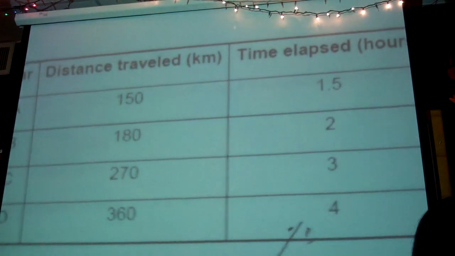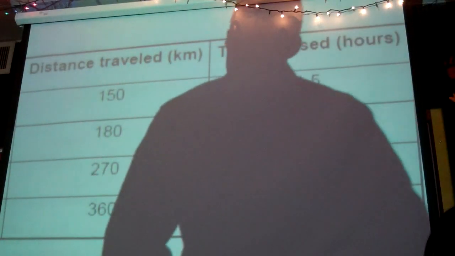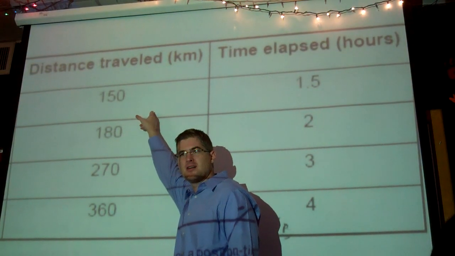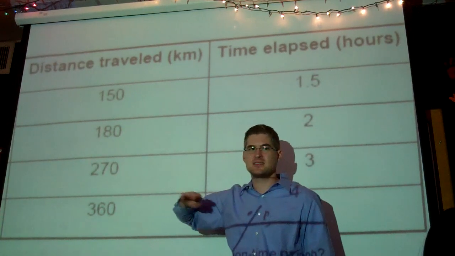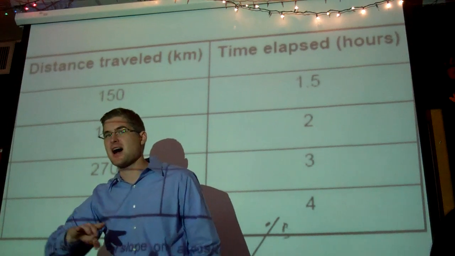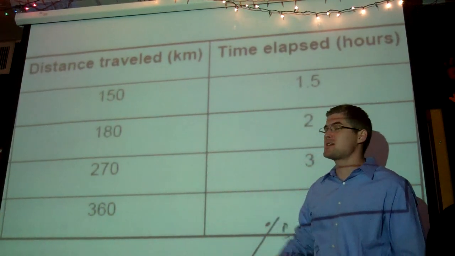Let's take a look at the data table for number 3. The question for number 3 says, if you've graphed all of these, by the way, what axis does distance always go on? The y or the x? Y. What always goes on the x? Time. So distance is on the y, time is on the x.